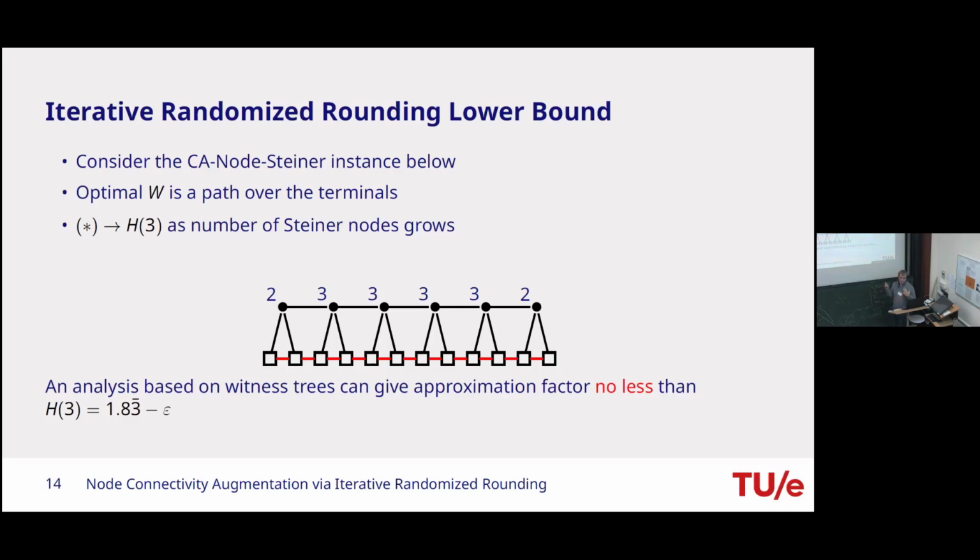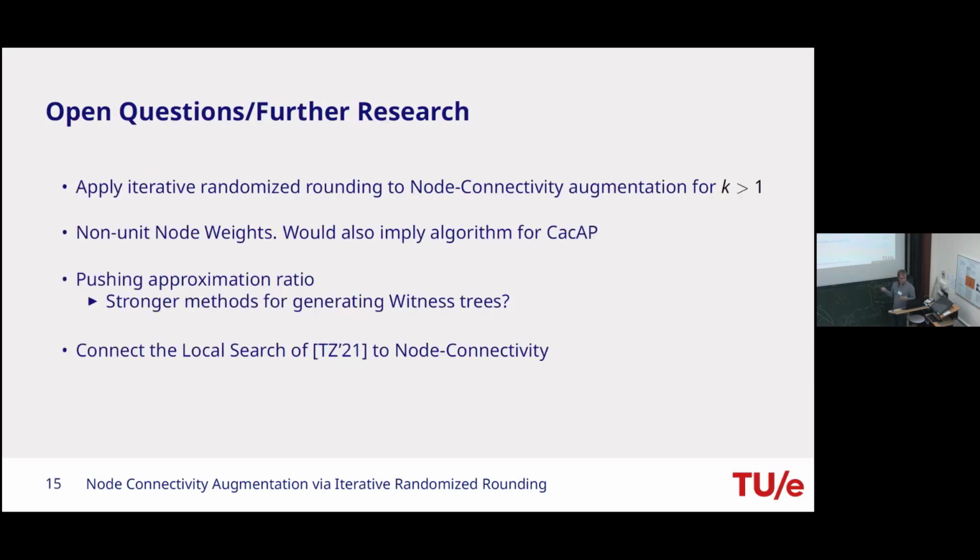Now, some open questions and further research that might be of interest. It would be interesting to see if it's possible to apply this sort of approach to node connectivity problems with k greater than 1. And moreover, it would be interesting to see if you can get a similar reduction for large values of k to k equals 1 or 2 in these sorts of instances.